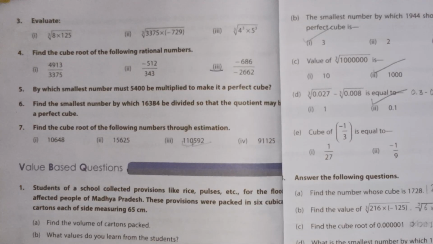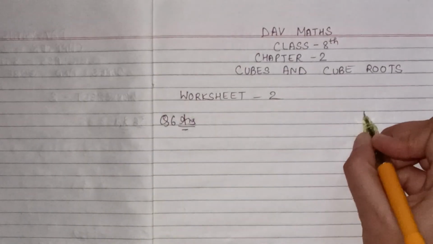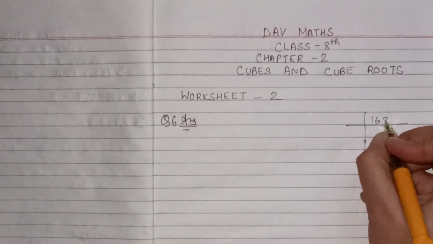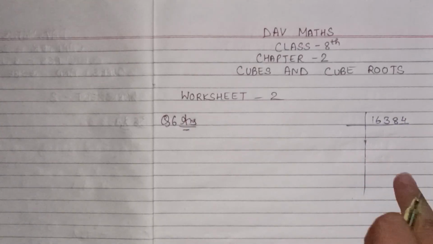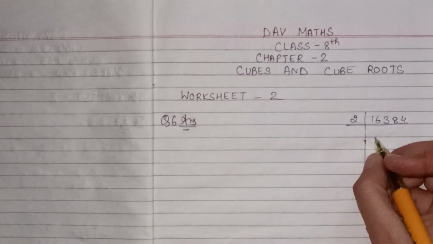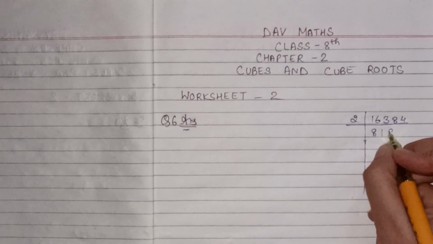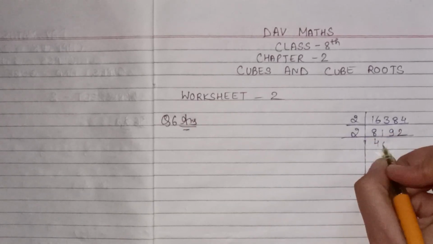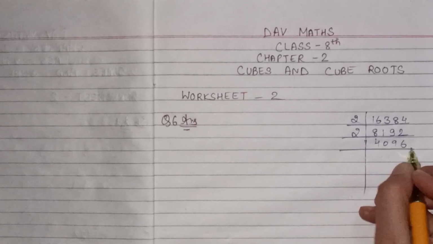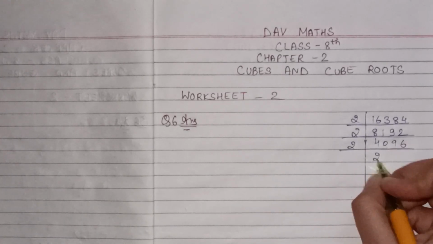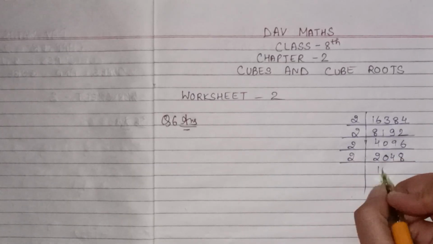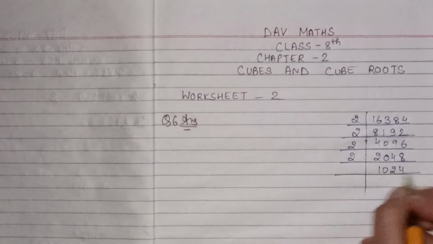So let's start by writing the answer. I write here question number 6 answer. Now we have to do the prime factorization of 16,384. Here 4 is an even number, divisible by 2. 2 1s are 2, 2 9s are 18, 2 2s are 4, again divisible by 2, again divisible by 2, 6 is an even number, 8 is also an even number, again divisible by 2, 4 is an even number, again divisible by 2.